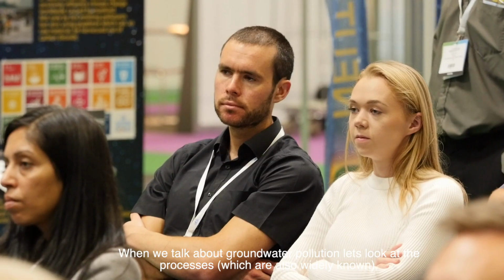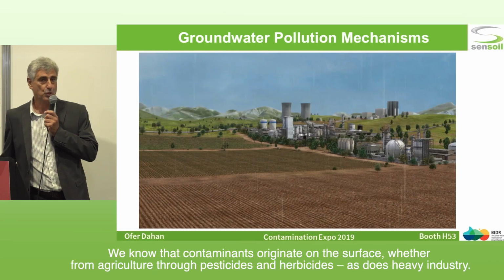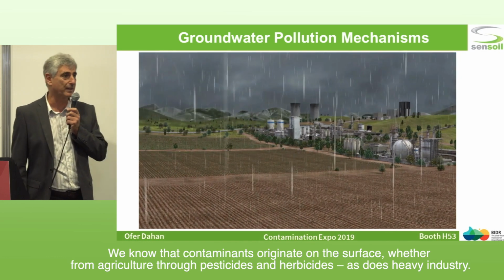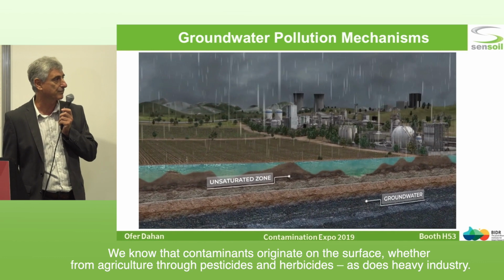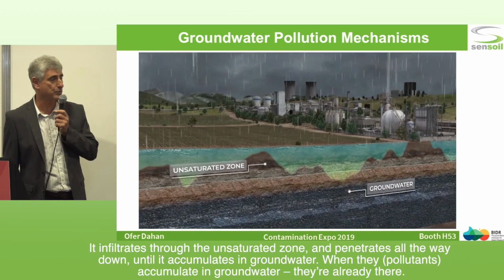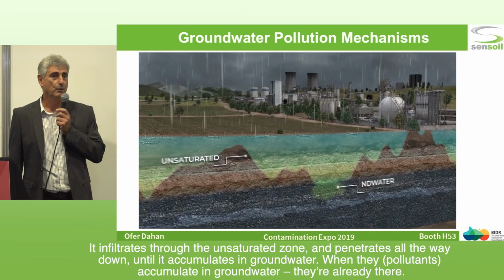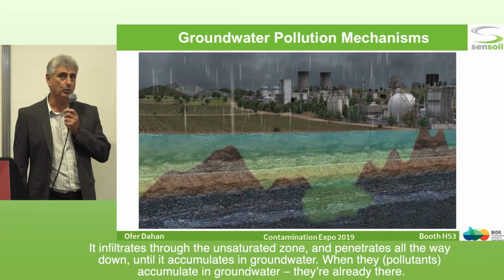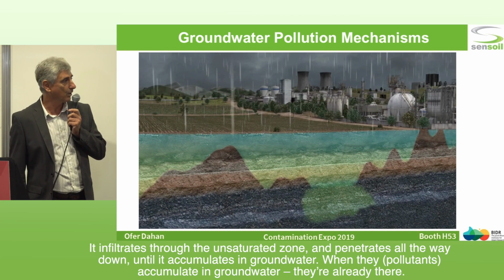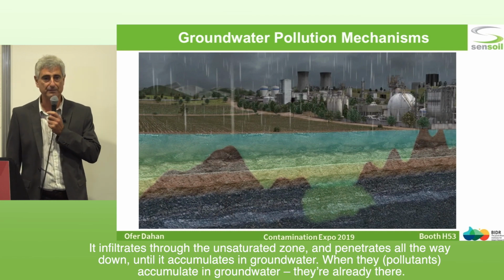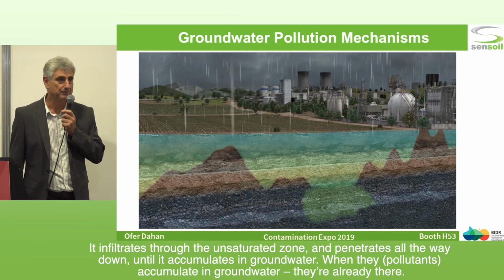But when we talk about groundwater pollution, let's see first the process. And this is also something which is very known. So we know that contaminants originate on land surface, whether it's from the agricultural sectors, pesticide, herbicide, whatever, industry, infiltrate through the unsaturated zone and penetrate all the way down to the groundwater until it accumulates in groundwater. Only that when it accumulates in the groundwater, it's already there.